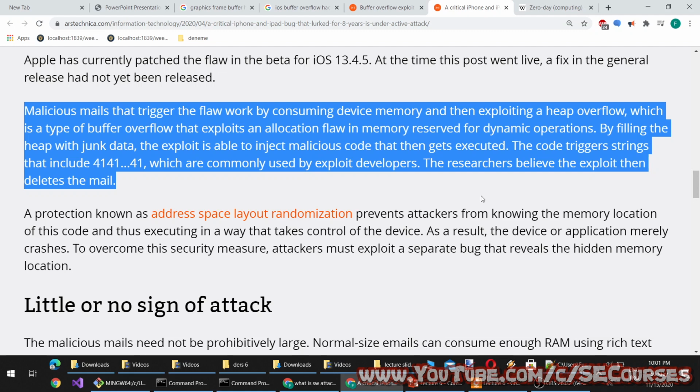The code triggers strings that include 4141.41, which are commonly used by exploit developers. The researchers believe the exploit then deletes the mail.